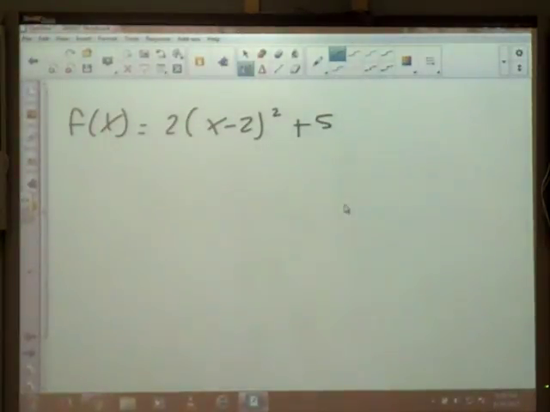Alright, this says x equals 2 times x minus 2 squared plus 5.